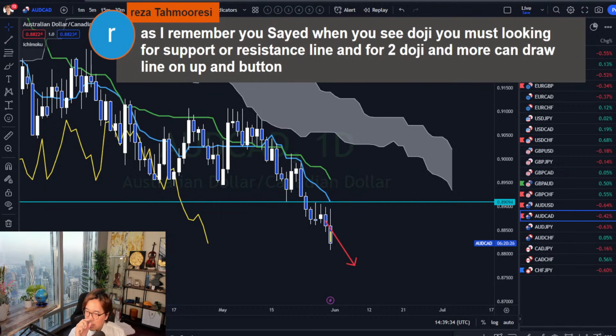Okay, Reza says, as I remember, you said when you see doji, you must look for a support or resistance line, and for 2 dojis or more you can draw lines on the top and bottom. Yeah, that's right. If you see 2 dojis, then you can draw support and resistance lines and wait for the breakout. Because if you have multiple dojis, then the breakout will be very strong, usually, on any time frames.